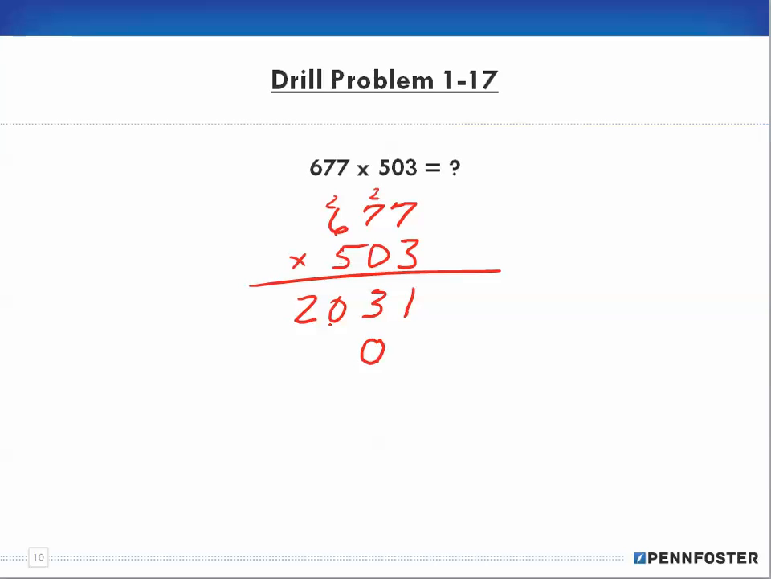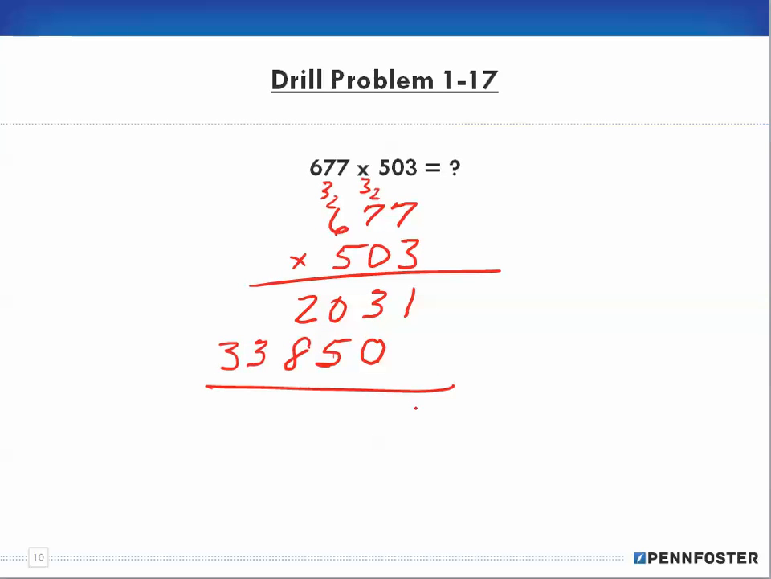In this case, 5 in the 100th spot. So notice I'll be putting it here in the 100th spot. So 5 times 7 is 35. 5, and I'm going to carry my 3. So 5 times 7 is 35 plus 3 is 38. 8, and carry my 3. 5 times 6 is 30 plus 3 is 33.